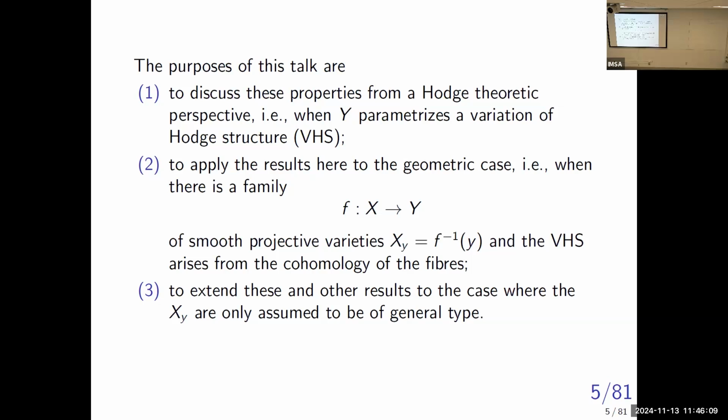We'll first discuss these properties from a Hodge theoretic perspective when Y parameterizes a variation of Hodge structure that Rodolfo talked about yesterday. In the geometric case, additional things happen of interest, and I'll talk about those. And then the case where the X and Y are only assumed to be of general type. In the classification of algebraic varieties, the Iitaka scheme for classification, you reduce to studying fiber spaces where the fibers are of general type or, if you like, Kodaira dimension zero.